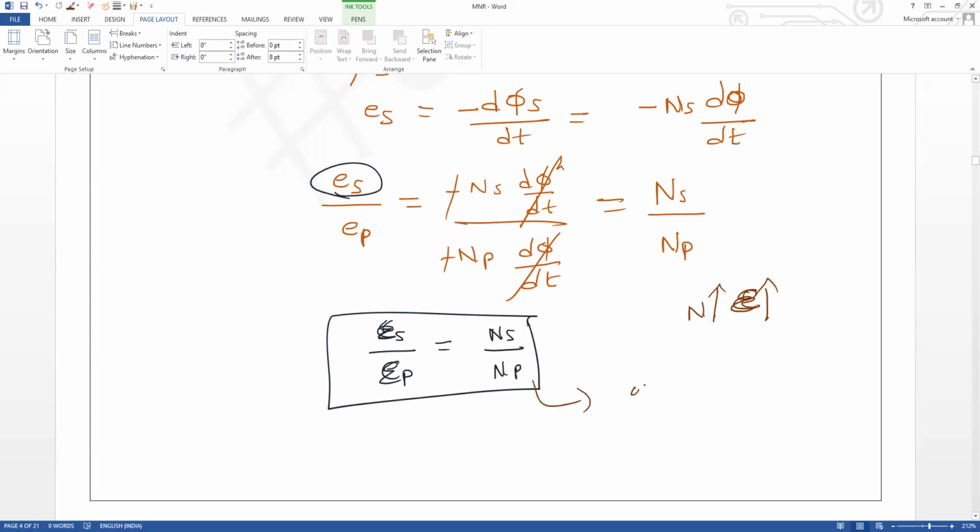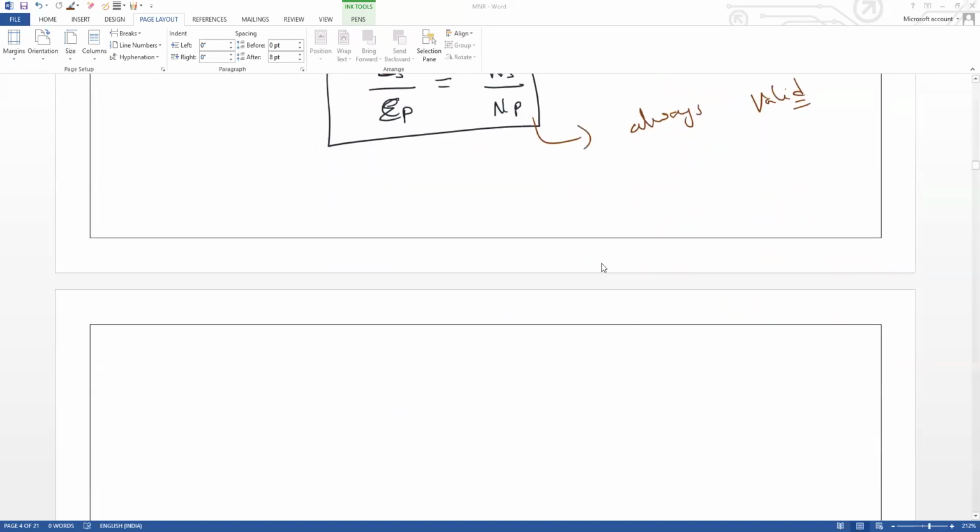So this is the most valid relation, always valid regarding transformers. Step up or step down doesn't matter, that is what is true. So please remember. Now we will go for step up, and discuss the primary coil and the secondary coil.